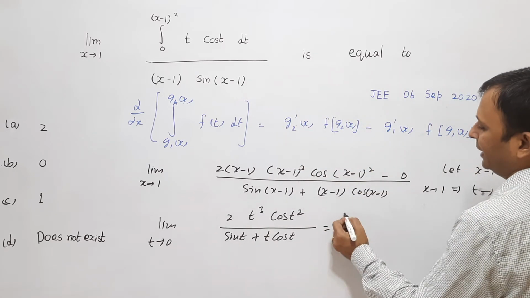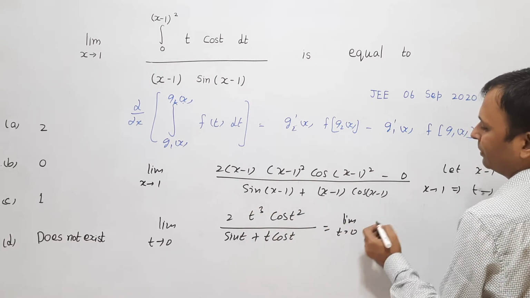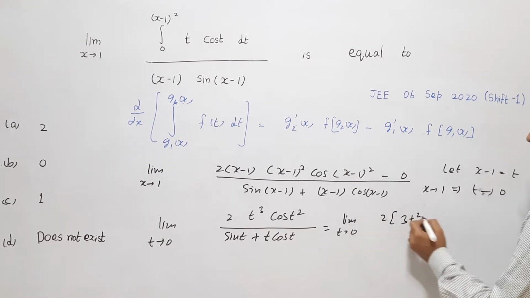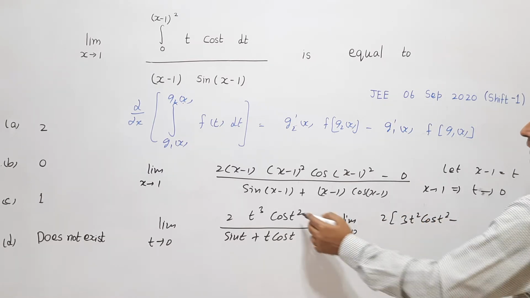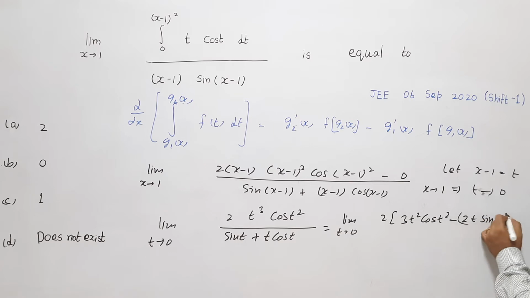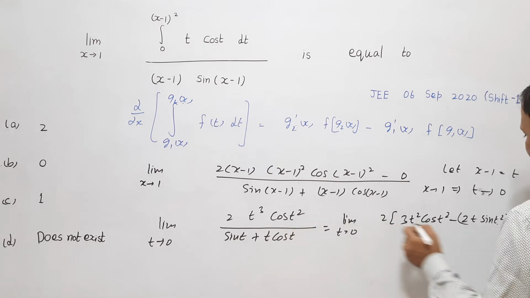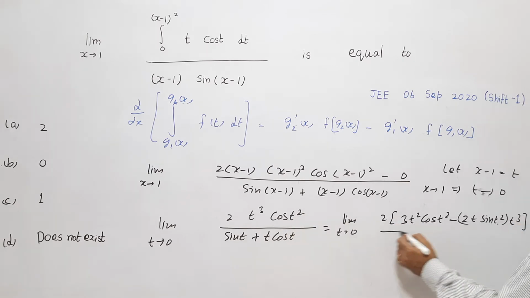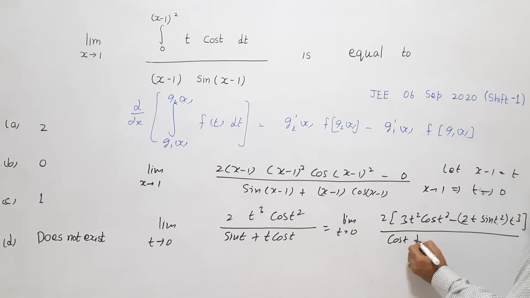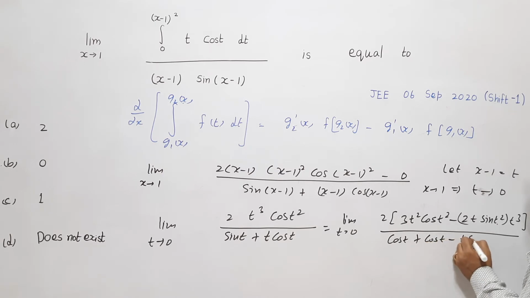So I get limit t approaching 0. Again I will use the product rule. The derivative of t cube is 3t square, multiplied by cos of t square, plus the derivative of cos of t square, which is minus 2t into sine of t square, multiplied by t cube. This will be divided by the derivative of sin t, which is cos t, and the derivative of t cos t, which will be cos t minus t times sine of t. Correct?